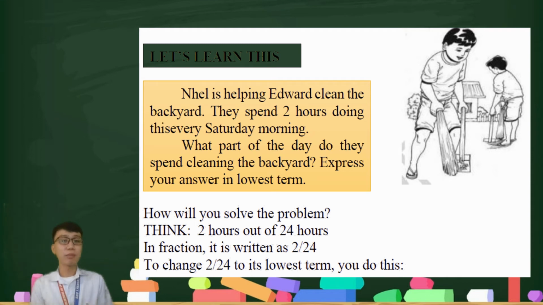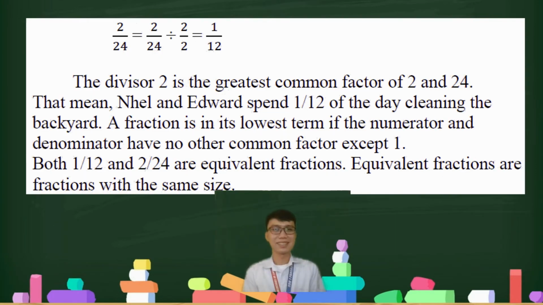How will you solve the problem? Think 2 hours out of 24 hours. Why 24 hours? Because one day is equivalent to 24 hours. In fraction, it is written as 2 over 24. To change 2/24 to its lowest term, you do this. The divisor 2 is the greatest common factor of 2 and 24.